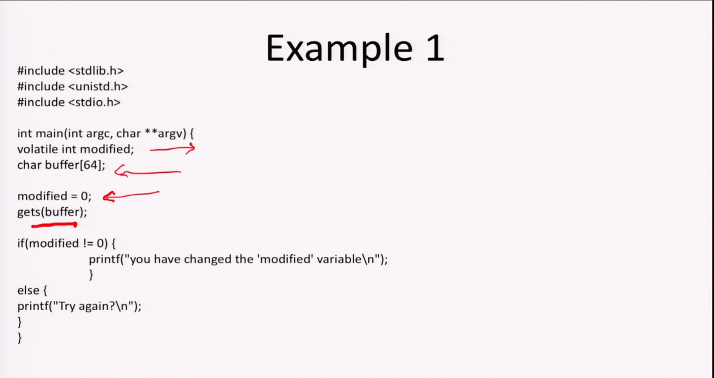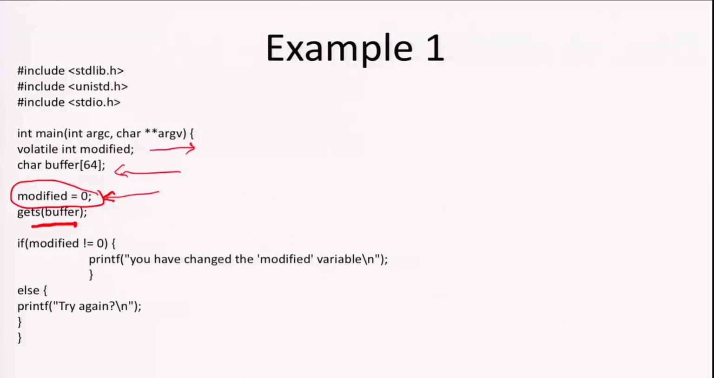This means that a string will be copied onto the buffer, and then we check if modified is still 0 or not. As you can see in this program, we only assign modified as 0 in the beginning, and then we did not do anything to modified. So normal logic would say that modified should not have changed, and if it is changed, you would get a message that says that your modified variable has been modified. Otherwise, it prints try again.